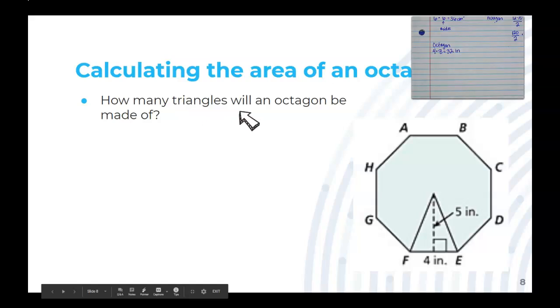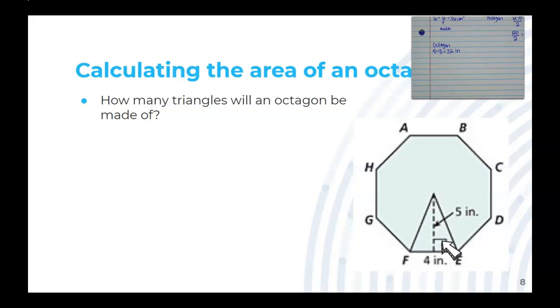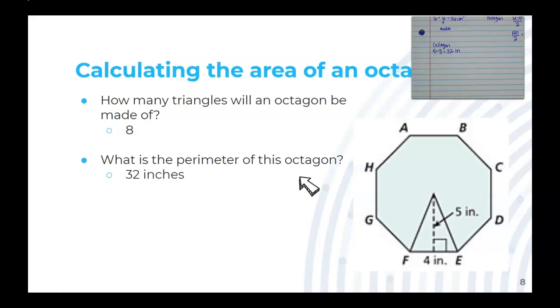How many triangles will the octagon be made of? This question will help us think for the area. So we've got one triangle here. It has 8 sides, so it's going to be 8 of them. What is the perimeter? We already did the perimeter. What is the area? So to calculate the area, I want you to try independently. Pause it now. When you're ready, resume.